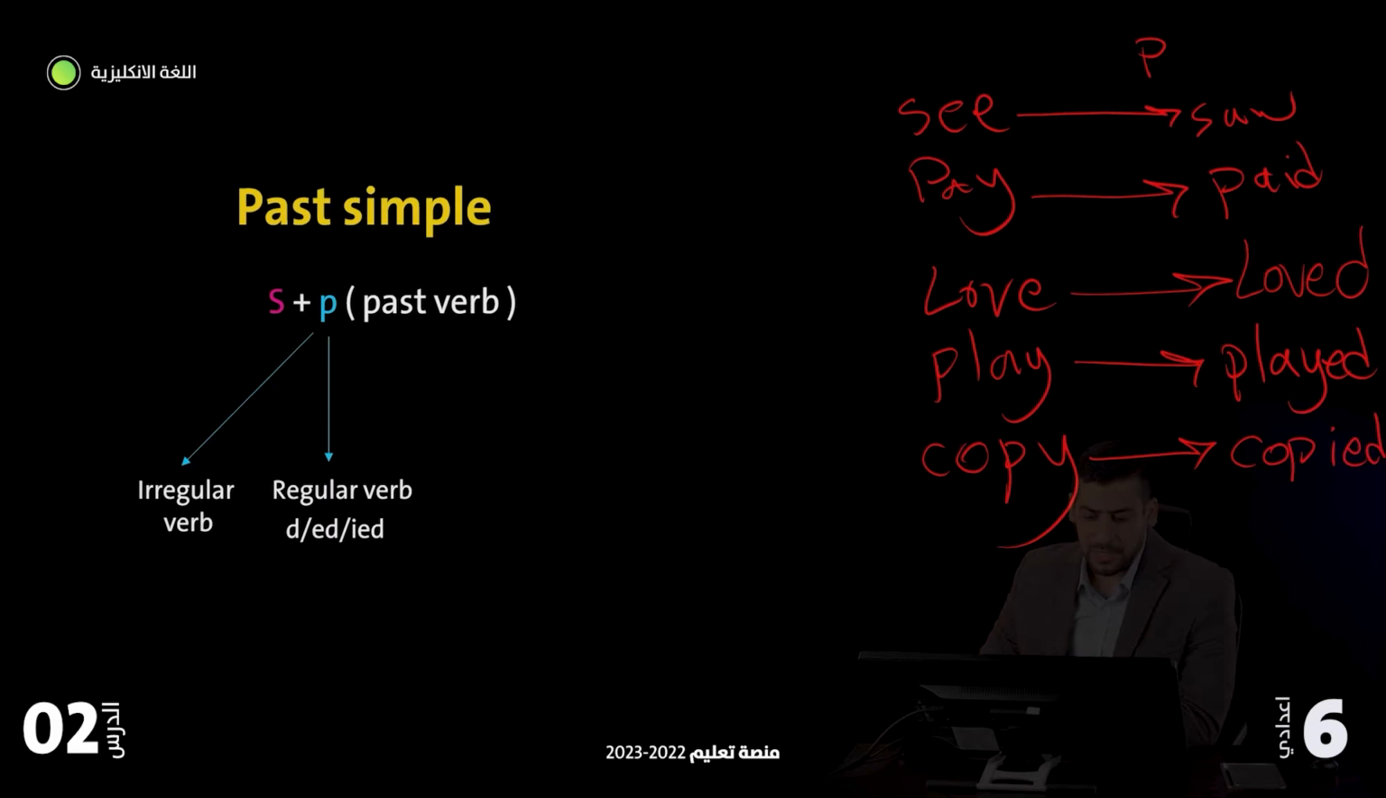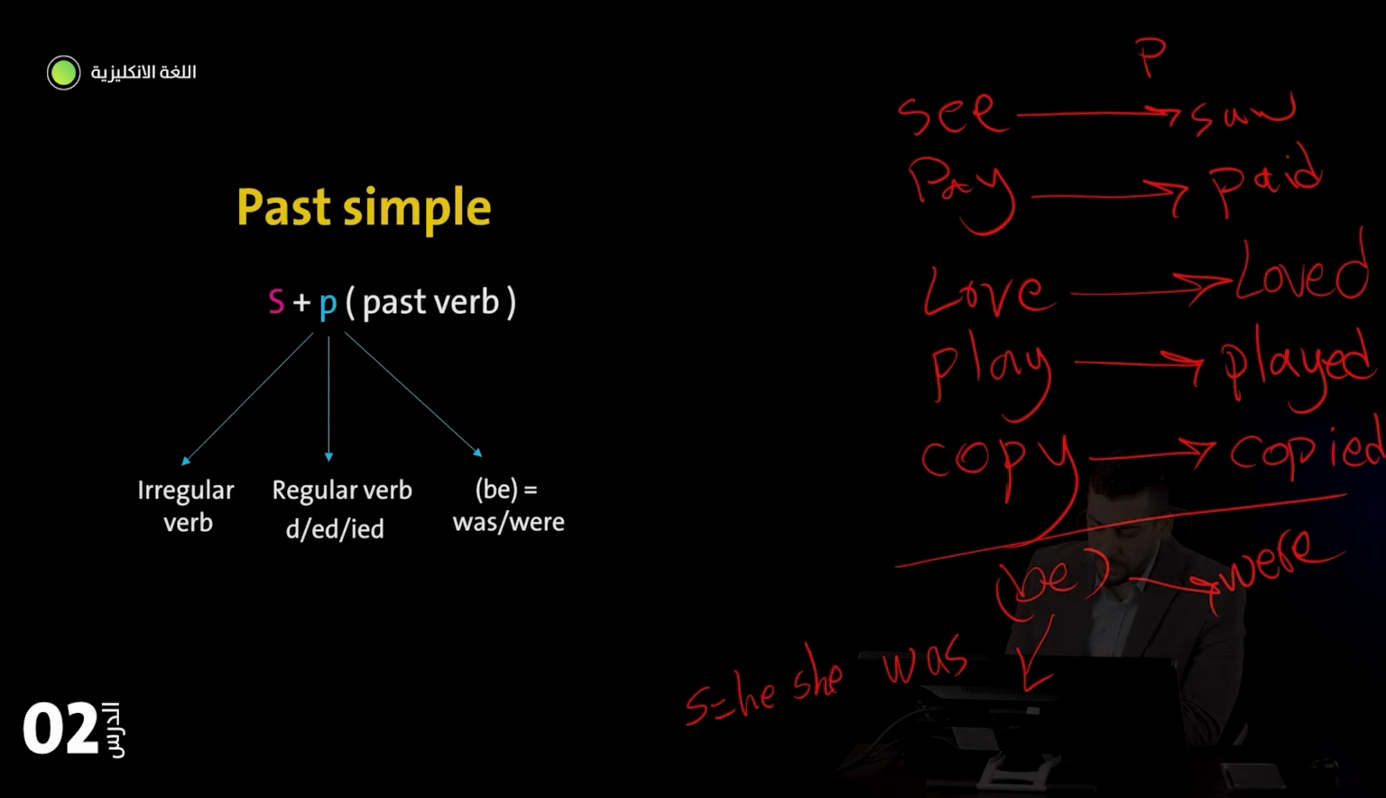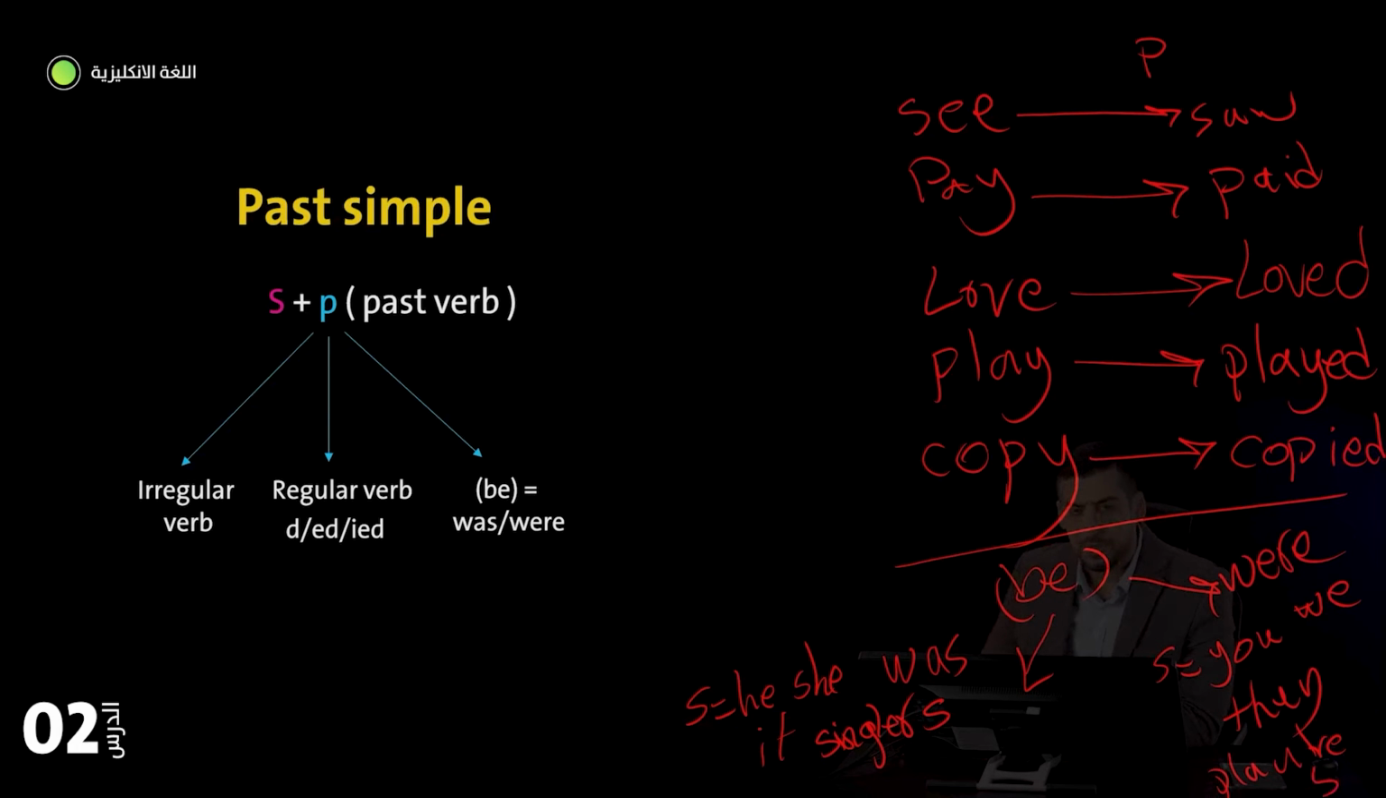الحالة الثالثة أو the third case, the verb to be. The verb to be in the past form can be two different things. First is was, or you can make it as were. That depends on the subject that lies before them. If the subject was he, or she, or it, or a singular subject, you can use was. But if the subject was you or we or they or a plural subject, you can use were. Don't forget also that I comes here.